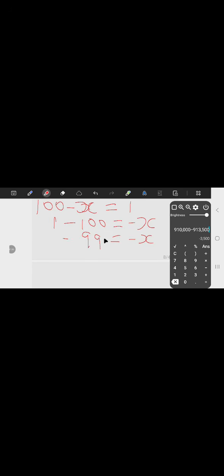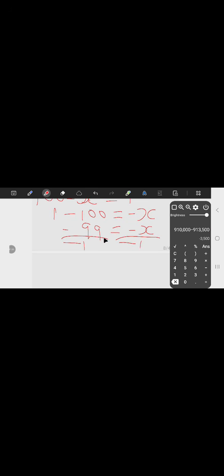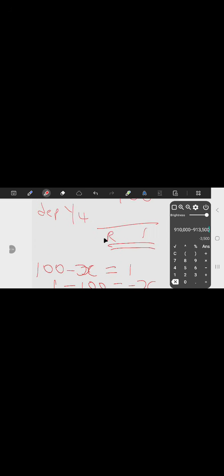Now 1 minus 100 is going to be negative 99, which is equal to negative x. Then we want to kill the x, so we divide by negative 1 on both sides, and this is going to cancel. Now your x is equal to 99. So it means that your depreciation now is going to be 99. That is what you're going to disclose.